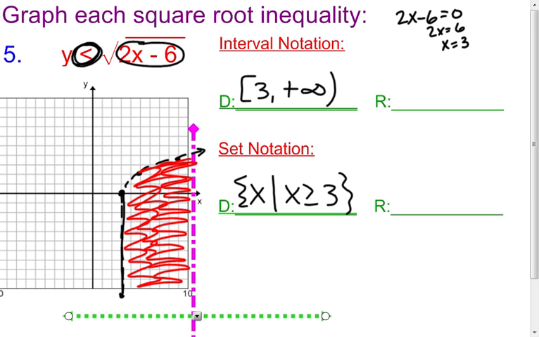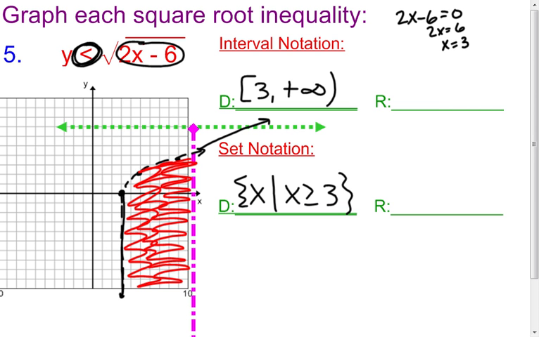So I'm hitting shading from negative infinity, and I'm hitting shading, hitting shading, hitting shading. Even up here, because my square root function is going to continue to go like this, even up there, because it's getting wider and taller as it moves to the right, the green line and the square root function are eventually going to intersect. So my range actually goes from negative infinity up to positive infinity.